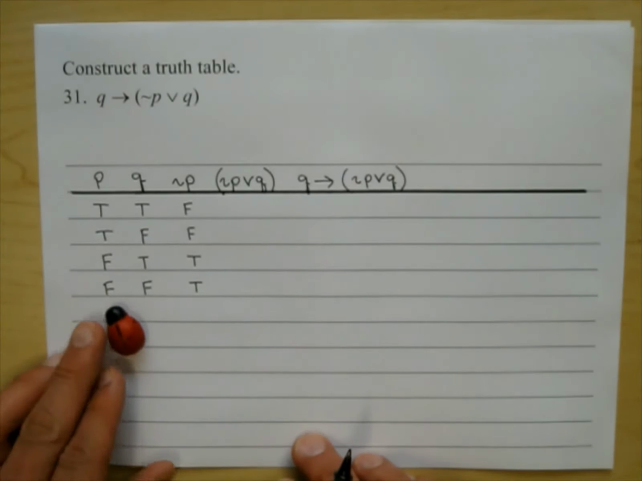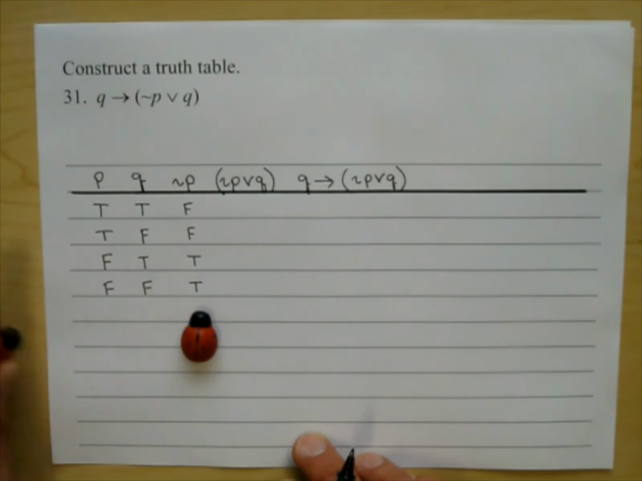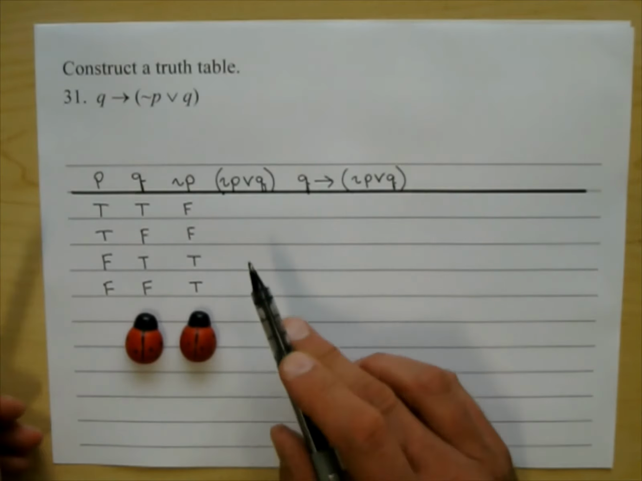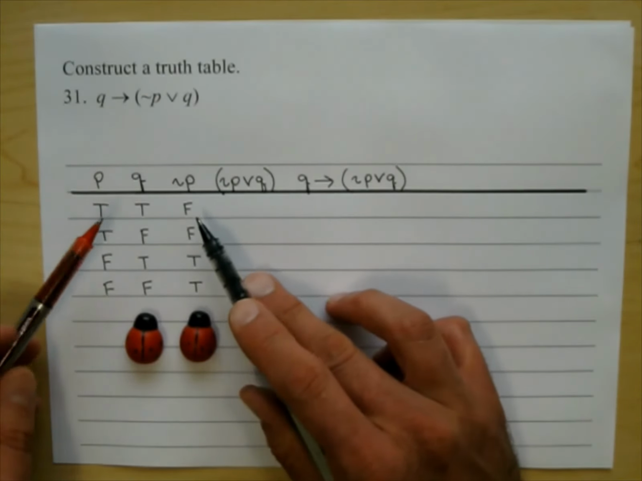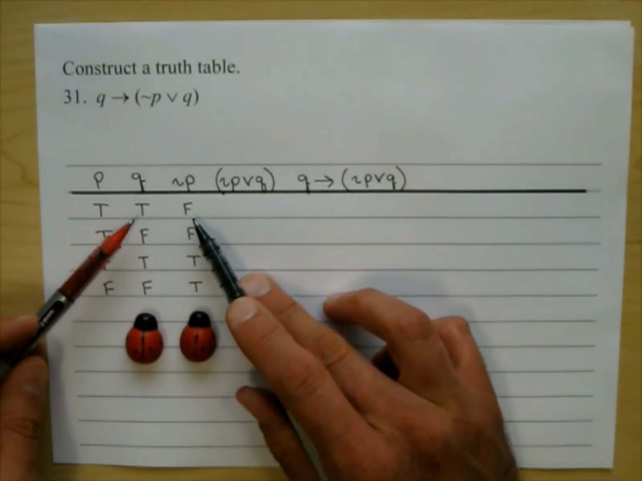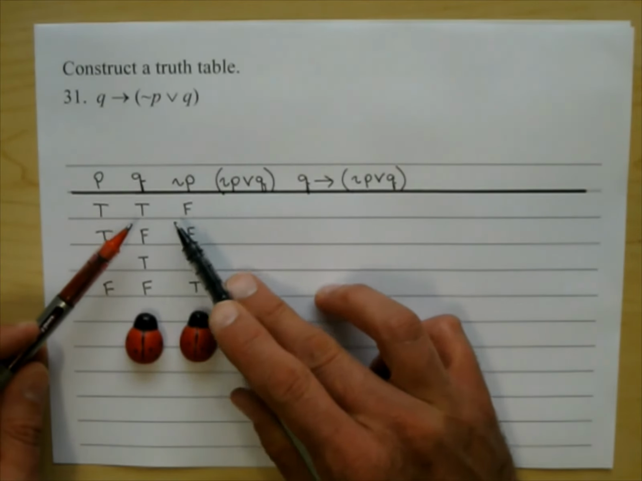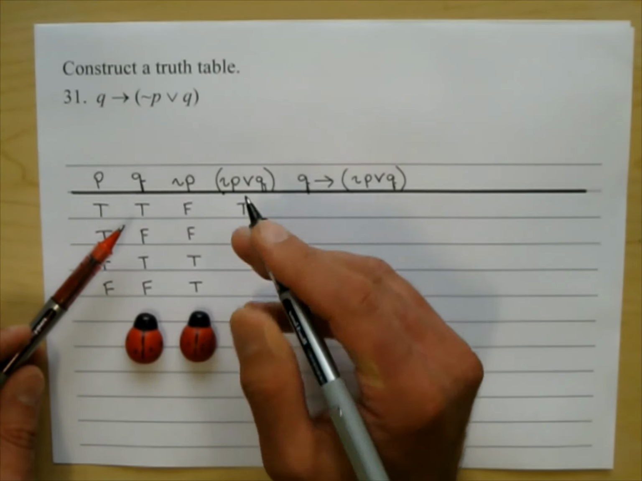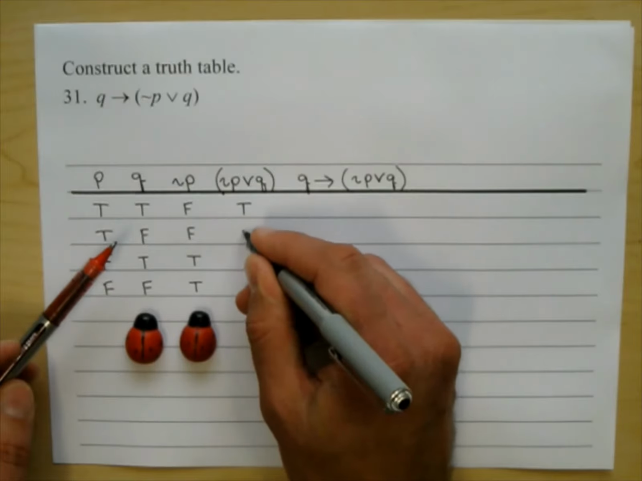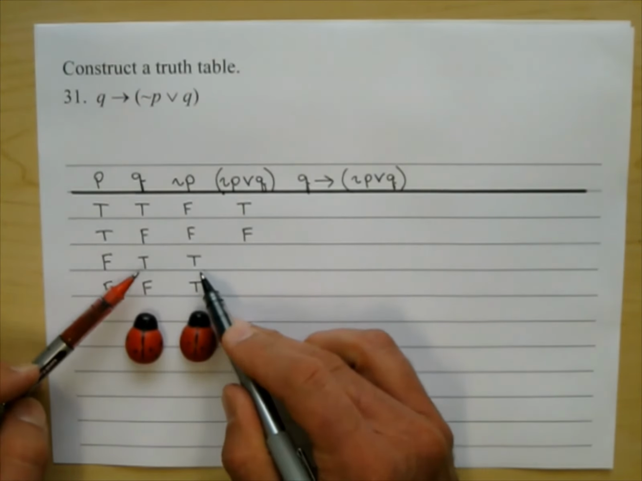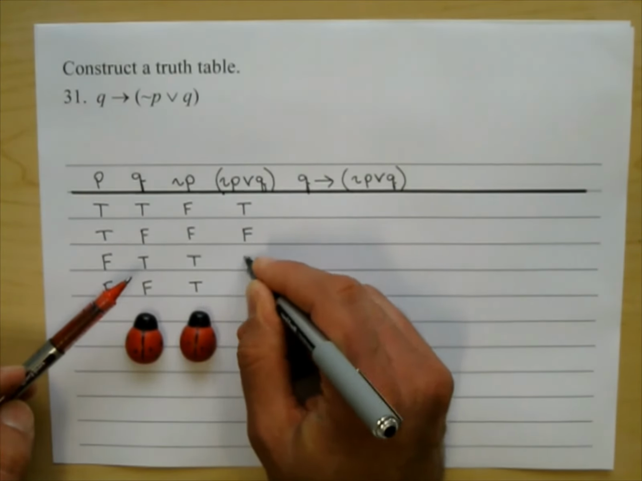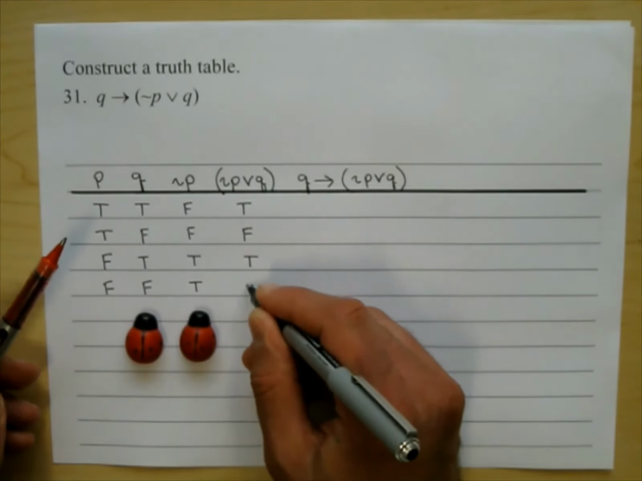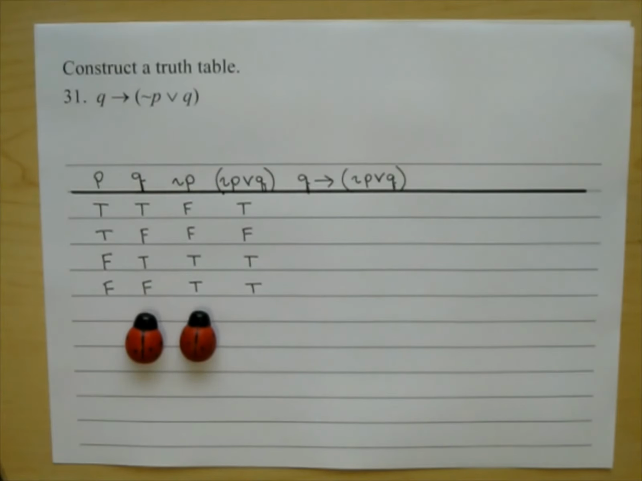Now I'm going to say not P or Q. So I'm going to have that right there. And or is commutative, so it doesn't matter if I say true or false or false or true. I'm just going to say it like I see it here. So false or true is true. False or false is false. True or true is true. And true or false is true. Okay, so we have that.